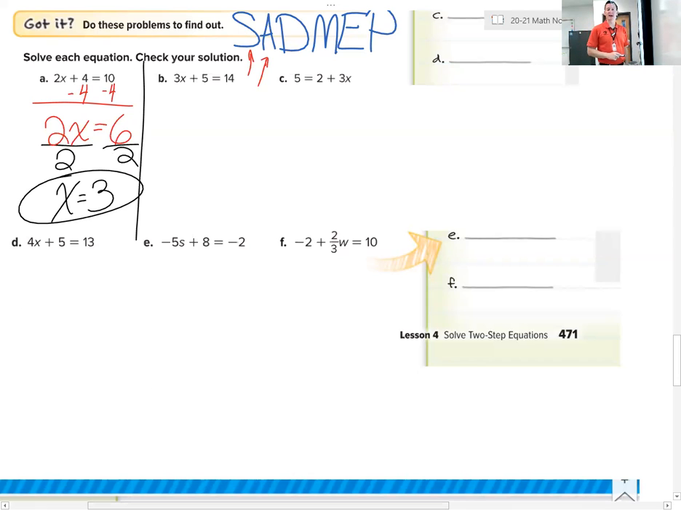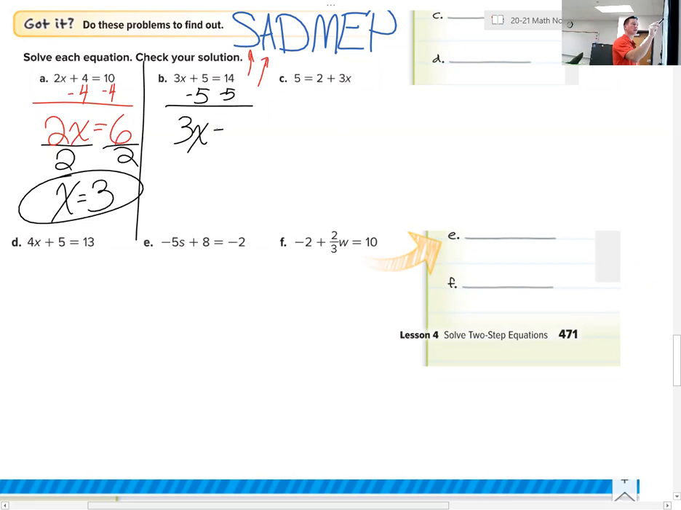For B, we have 3x plus 5. What's happening to the variable? It's being multiplied by 3 and also having 5 added to it. It's being added by 5, so I need to take away 5 because it's being added by 5, on both sides. I'm going to draw a line all the way across. 3x plus 5 minus 5 is the same thing as 3x. 14 minus 5 is 9.